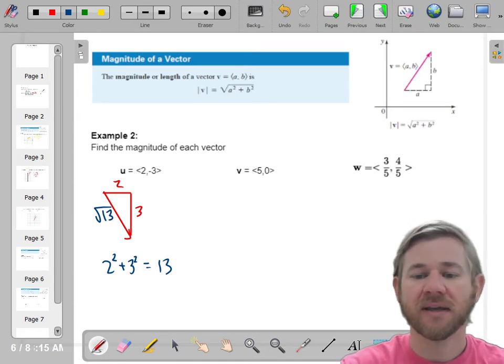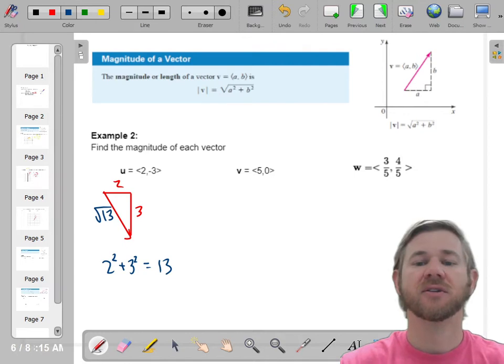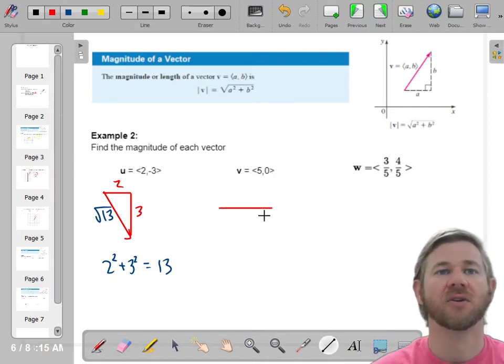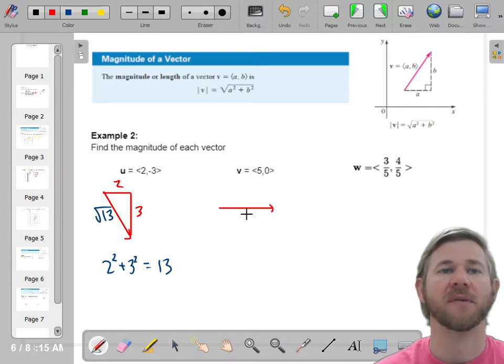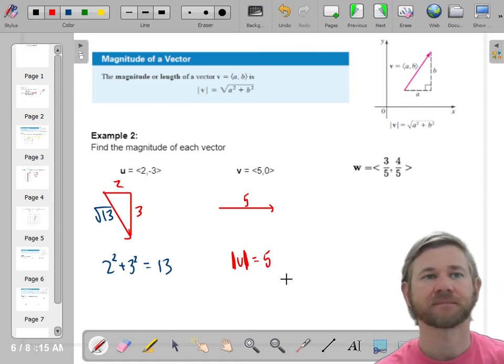All you've got to do is the Pythagorean theorem. You just need to know what they're asking, basically. They're just asking you to do the Pythagorean theorem, find the length of the vector. If you went right 5 and up none, the length would be 5. The magnitude of v, which we write in absolute values, is 5.